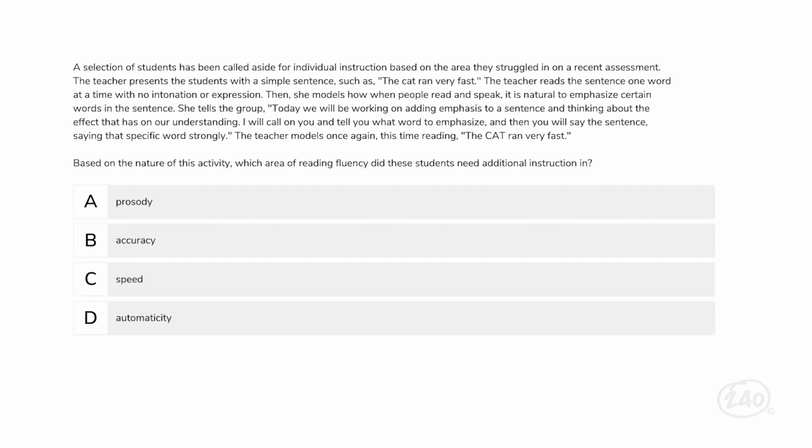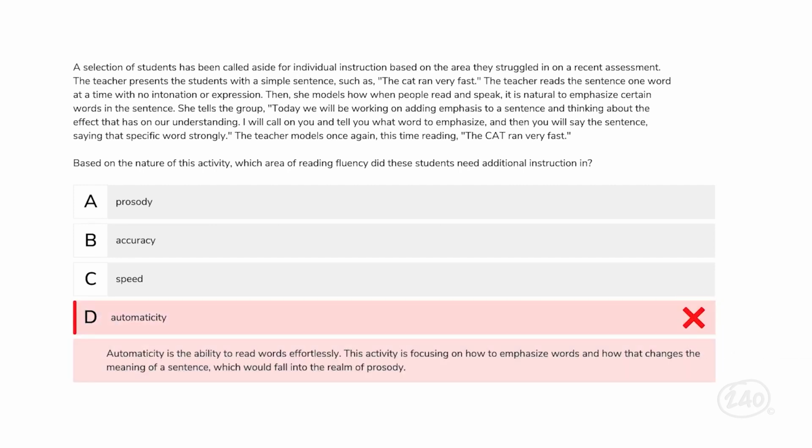I will call on you and tell you what word to emphasize, and then you will say the sentence saying that specific word strongly." The teacher models once again, this time reading, "The cat ran very fast." Based on the nature of this activity, which area of reading fluency did the students need additional instruction in? Prosody, accuracy, speed, automaticity.